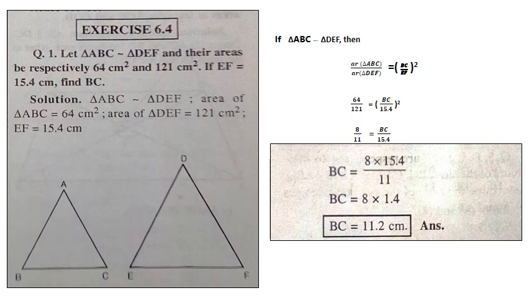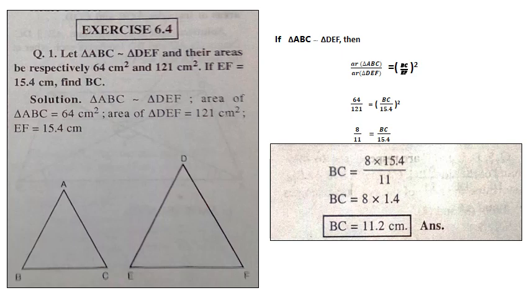Since triangle ABC is similar to triangle DEF, area of triangle ABC by area of triangle DEF is equal to (BC/EF)². Because here EF is given, we have to find BC. They are the corresponding sides. So the ratio of the areas of similar triangles is equal to the square of the ratio of their corresponding sides. Here area of ABC, area of DEF and side EF are given.